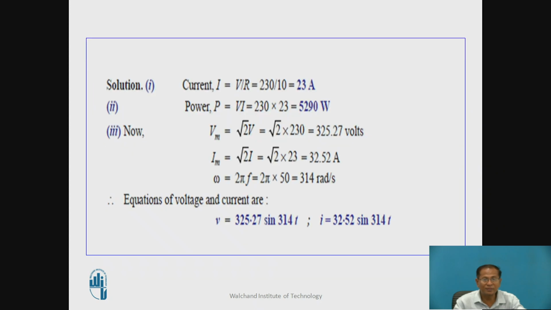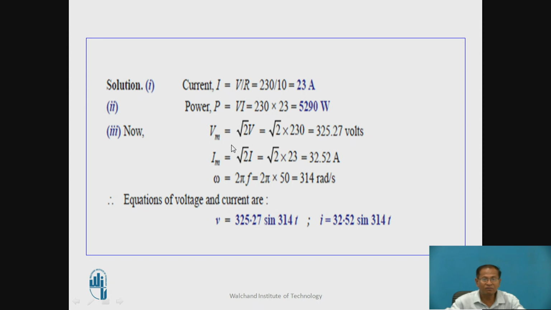I is equal to V by R. Therefore, I is equal to 23 ampere. Power is V into I, so 23 into 23 is 5290 watt. Calculate Vm, Im, omega, and the current equation and voltage equation. Voltage equation: V is equal to Vm sin omega t, I is equal to Im sin omega t.